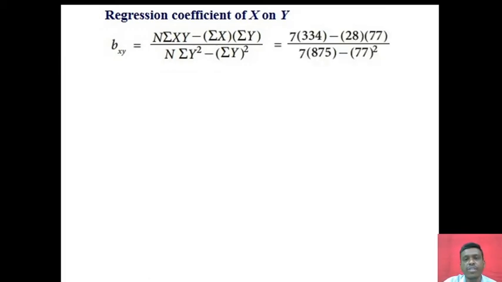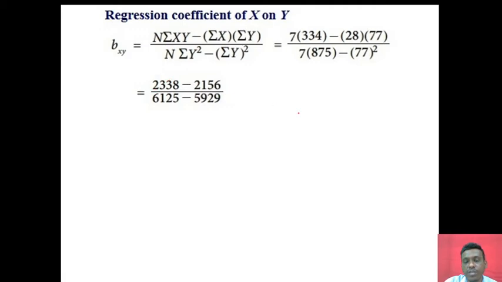So after substitution it looks like this. Remember, this is summation xy, it is not summation x into summation y. This is different. This is summation x into summation y. This is summation of xy. Once you do this, multiply 7 into 334 minus 28 into 77. Use the calculators, you will get the answer like this.